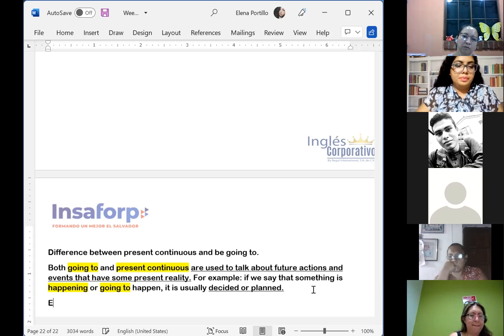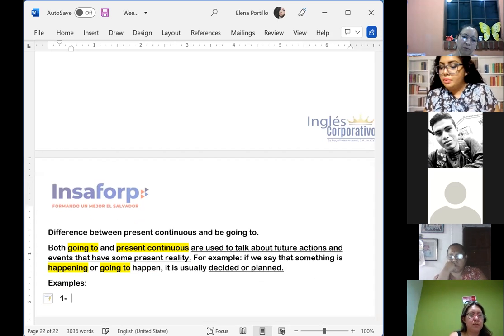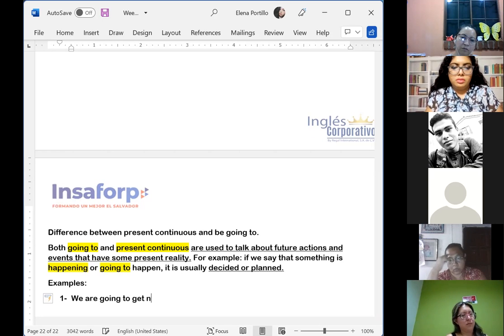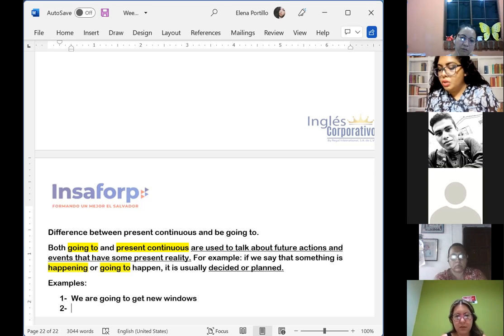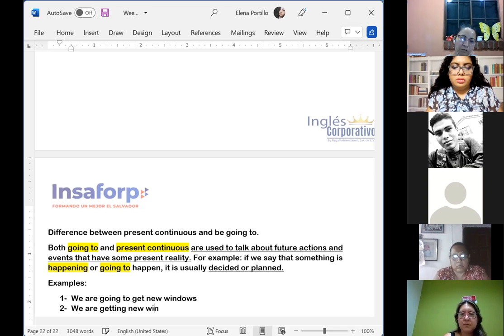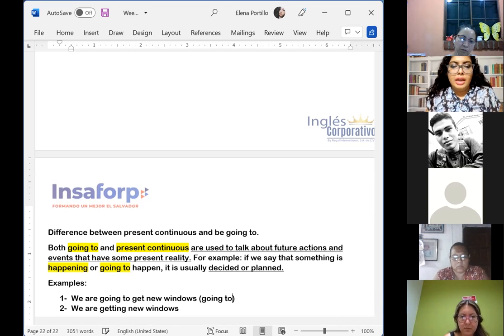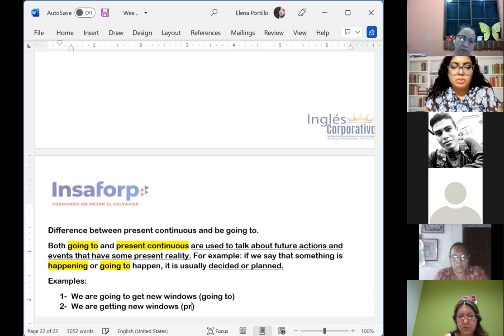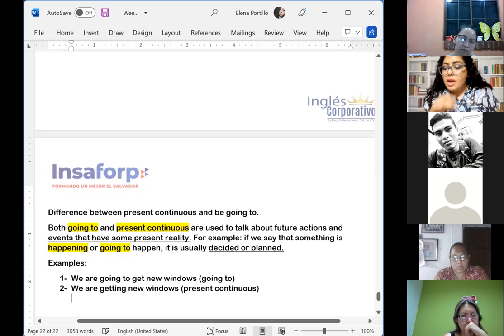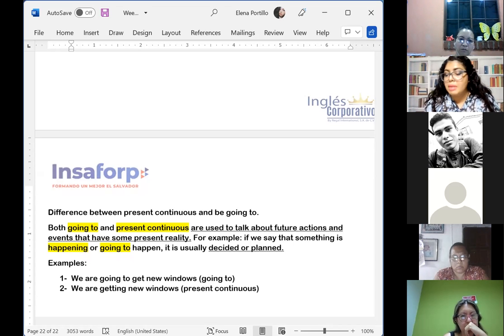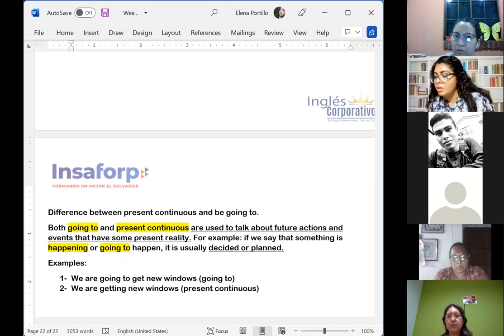Then we have some examples. And we have example number one. We are going to get new windows. Number two, we are getting new windows. So in this one, we are using the going to. And in the second one, we are using the present continuous. So as you can see, both sentences express nearly the same idea. Both present continuous and be going to can be used to express the same idea. In some cases, there are differences of meaning.